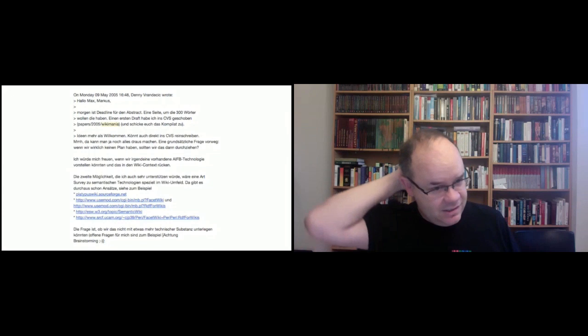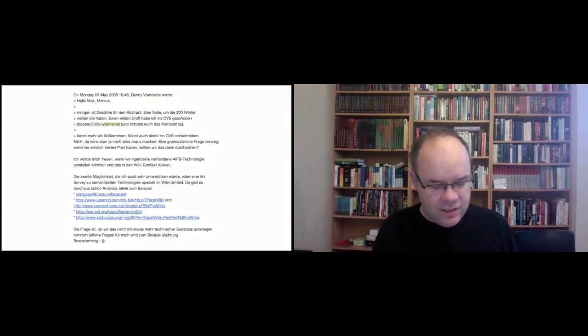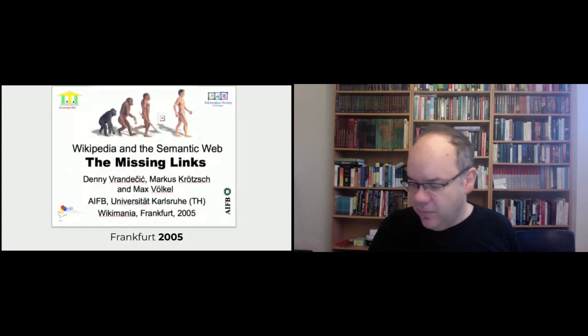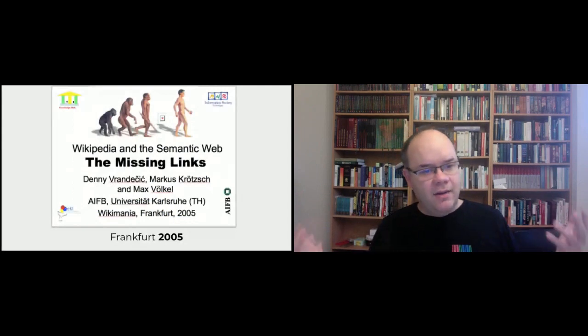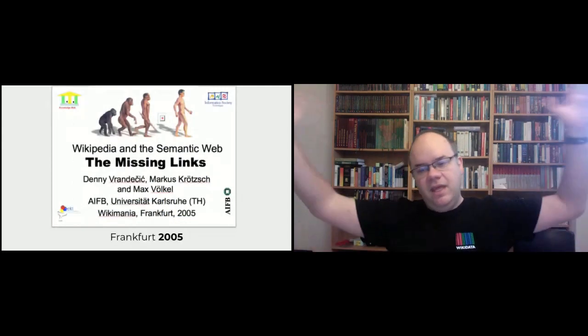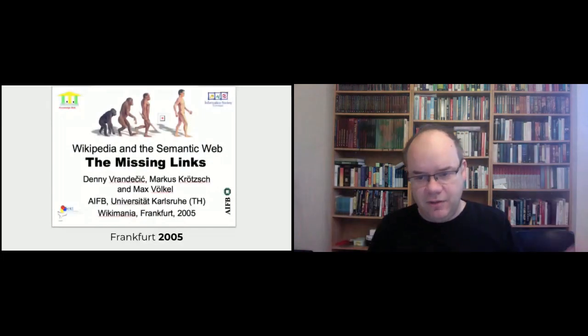And this was the slide from that talk. It was in the very first session after the keynote, on the very first day of the very first Wikimania in 2005. We just wanted to meet a lot of the people that we know from Wikipedia, and present this idea. It was called Wikipedia and the Semantic Web: What are the missing links? How does this connect together?